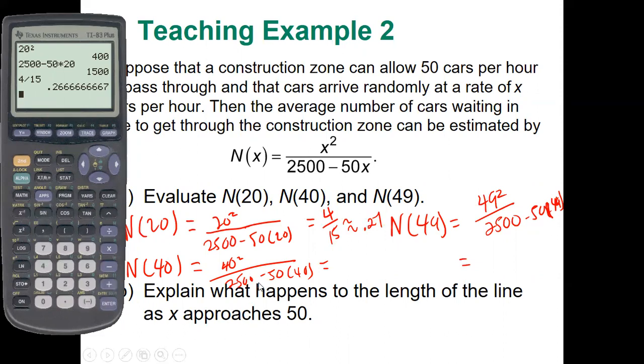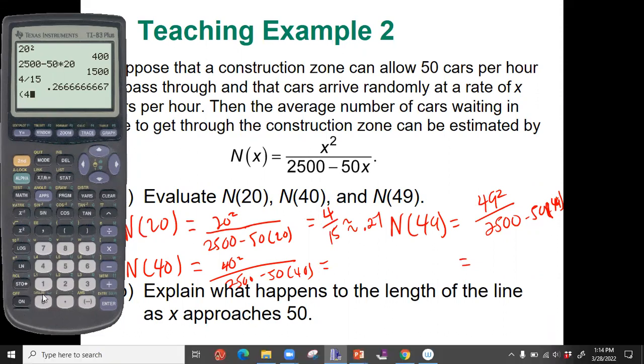When you're inputting a fraction into the TI-83 or 84, you have to utilize parentheses to represent what's the numerator and what's the denominator. So parenthesis 40 squared, that's my numerator, divided by my denominator, which is 2,500 minus 50 times 40. If I want a fraction, before I hit enter, I'm going to press math. You see where it says Frac? And that'll give me the fraction. And I get 16 over 5.